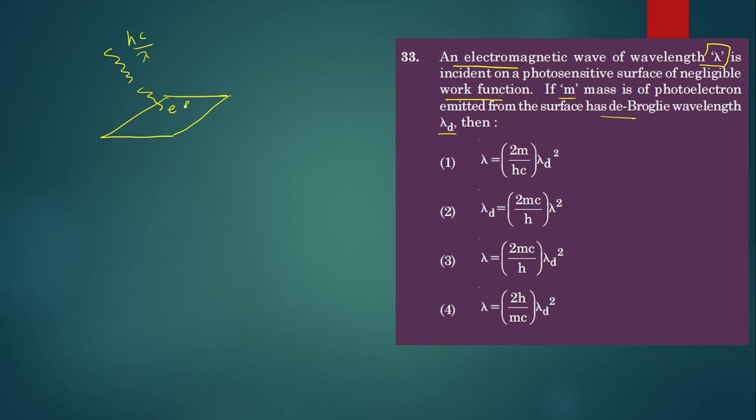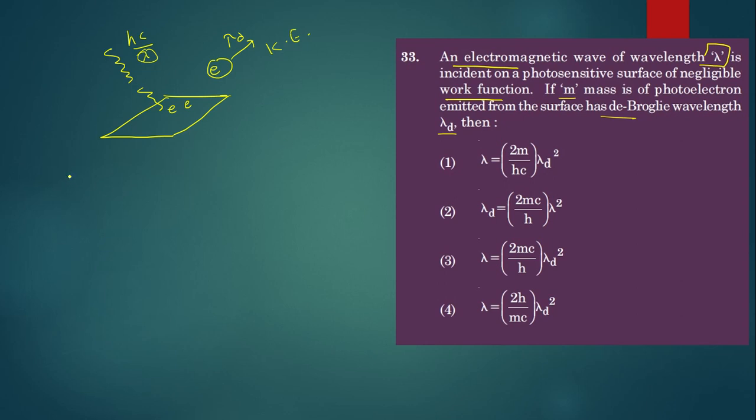It will strike and the electrons will come out with a certain amount of kinetic energy. Now when an electron comes out, it must have some momentum, therefore it will have some de Broglie wavelength also. Let's say the de Broglie wavelength of the electron is lambda d. So I have to find a relationship between this lambda and this lambda d. So how can I do it? Look at the first part of the statement. It says that electromagnetic radiation of wavelength lambda is incident on a photosensitive surface of negligible work function.